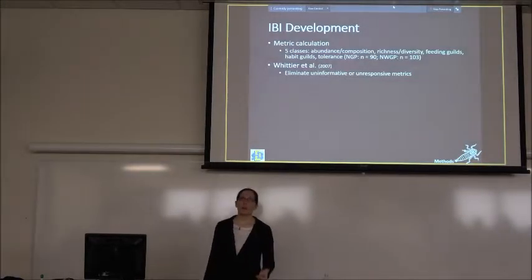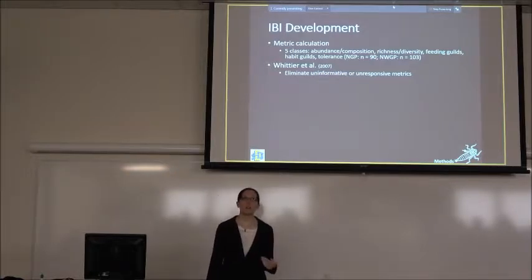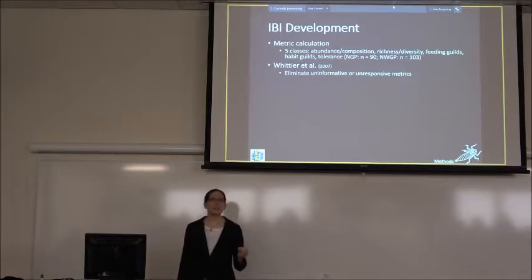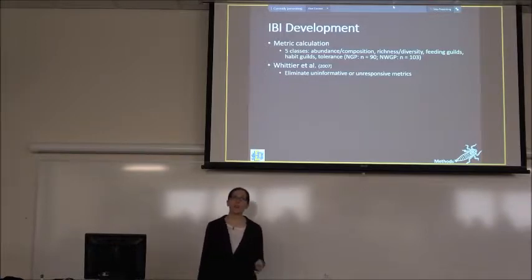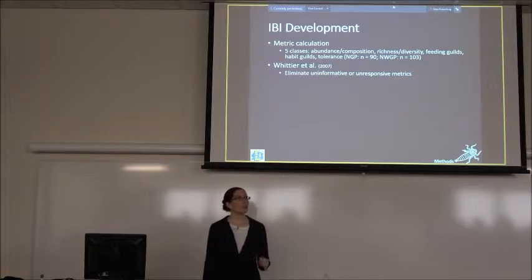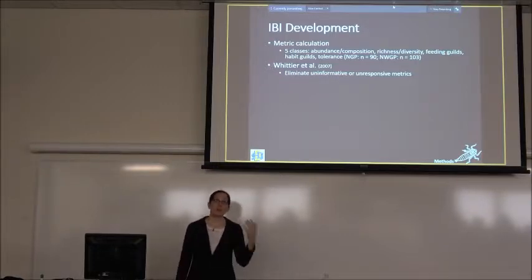To develop our IBI, we first had to calculate a suite of metrics describing the biological assemblages. These fall out into 5 classes: abundance and composition, richness and diversity, functional feeding guilds, habit guilds, and tolerance. In the NGP project, they calculated a total of 90 metrics across these 5 classes. In the NWGP, we calculated the same 90 metrics and included 13 new ones. These lists of metrics then had to be cut down to only those that would best detect impairment.